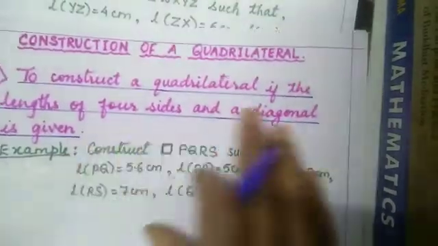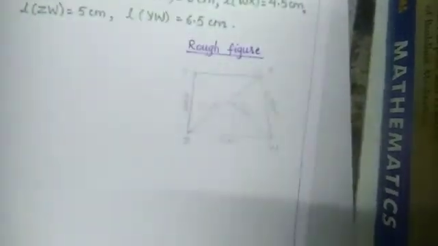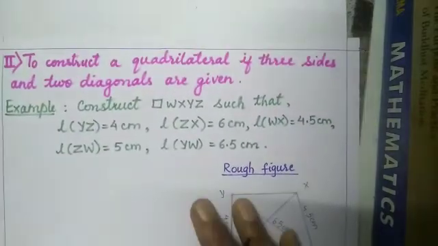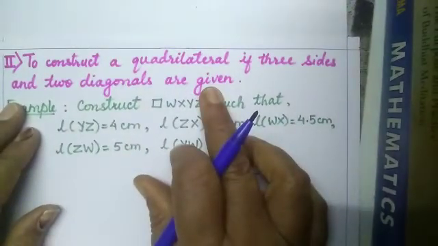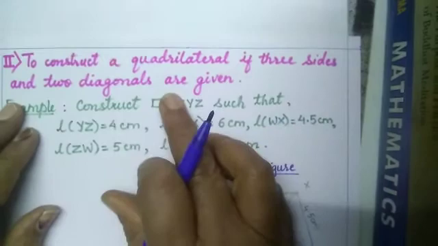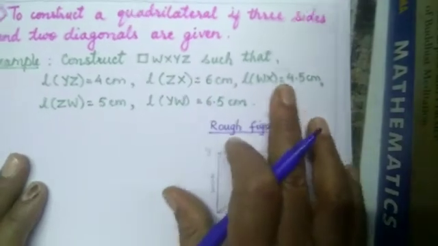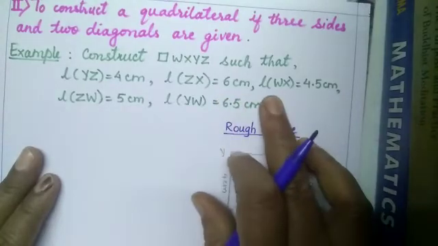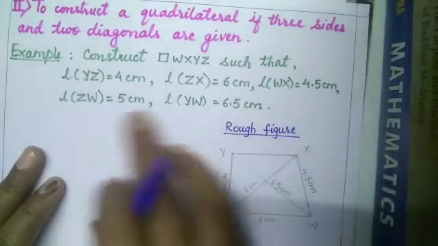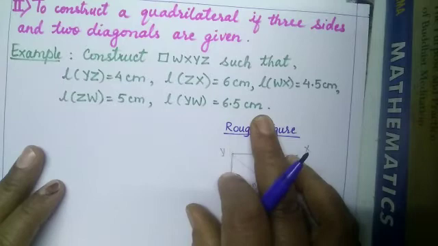Now the second construction. This is the first construction of your textbook, to construct a quadrilateral if lengths of 4 sides and diagonals are given. Now see children, the second construction: to construct a quadrilateral if 3 sides and 2 diagonals are given, okay. So here is one example. Construct quadrilateral WXYZ such that length YZ is 4 centimeter, length ZX is 6 centimeter, length WX is 4.5 centimeter, length ZW is 5 centimeter, length YW is 6.5 centimeter, okay.